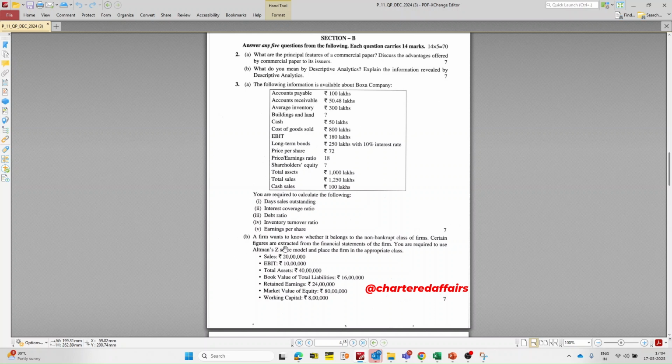The question says a firm wants to know whether it belongs to the non-bankrupt class of firms. Certain figures are extracted from the financial statement of the firm. You are required to use the Altman Z-score model and place the firm in the appropriate class. Figures are given for sales, EBITDA, assets, retained earnings, liabilities, equity and working capital.